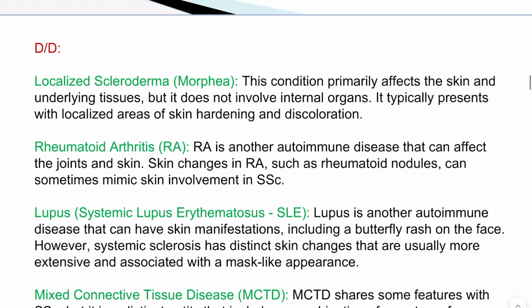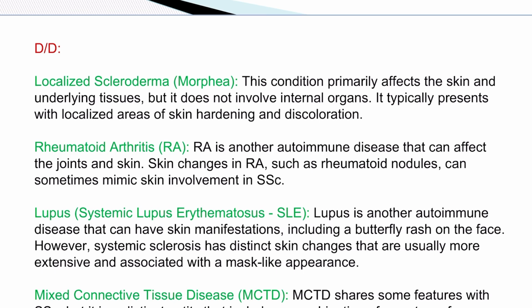So what is the differential diagnosis of this patient? As I already told you, most likely we think about systemic sclerosis, but we think about other differentials as well. Keep in mind, because it will help you later when the examiner asks you questions. So you must have all the differential diagnoses in your mind.